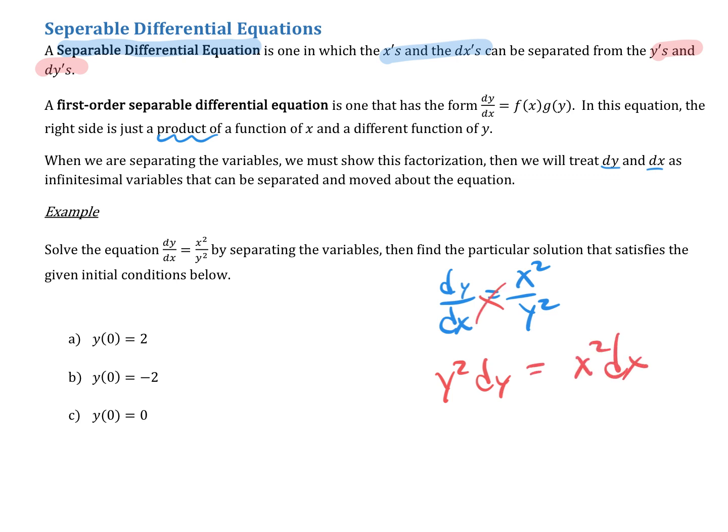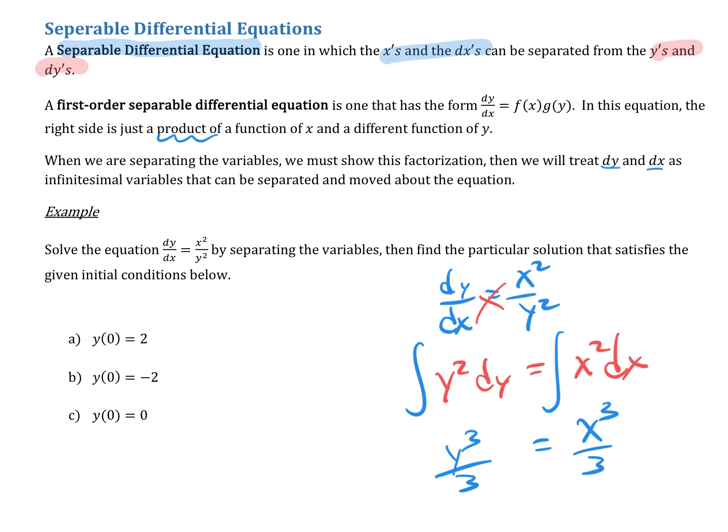All right, and now we want to get rid of that dy and that dx. The opposite of a derivative is an integral, so we're going to integrate to undo that dy and that dx. Now notice this looks very familiar. We've been doing these integrals. This is the antiderivative of x squared with respect to x, or dx, and so that's x cubed over 3. And the antiderivative of y squared dy is going to be y cubed over 3.